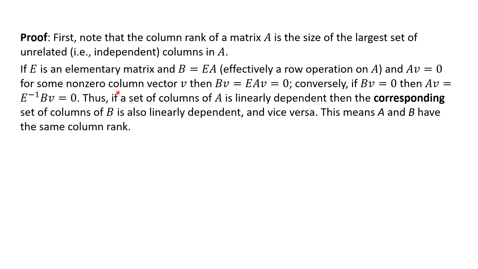Thus, looking at these two concepts together, if a set of column vectors in A is linearly dependent, then the corresponding set of column vectors of B is also linearly dependent, and vice versa. And from this, we can conclude that A and B have the same column rank. Okay, so this is a stepping stone to the main theorem we want to get to, where the column rank and the row rank of a matrix are the same, and that's what we'll talk about on the next slide.